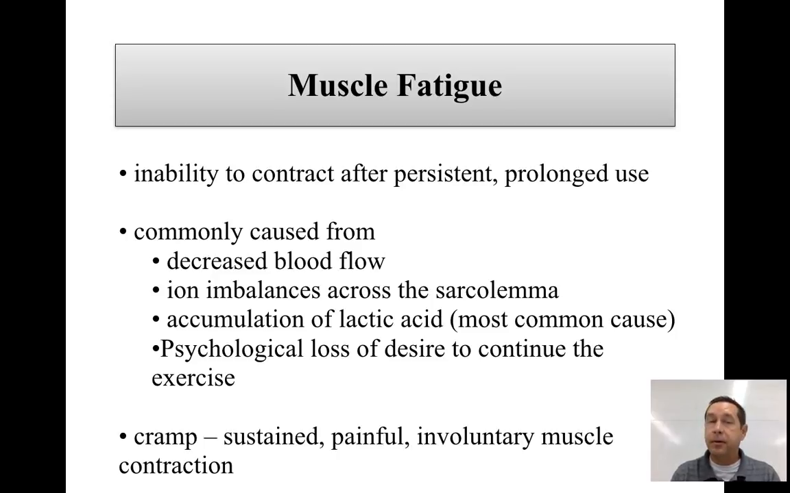Sometimes, usually because of an ion imbalance, you can get a cramp, which is a sustained, painful, involuntary muscle contraction. Usually it's low potassium levels that cause cramping.